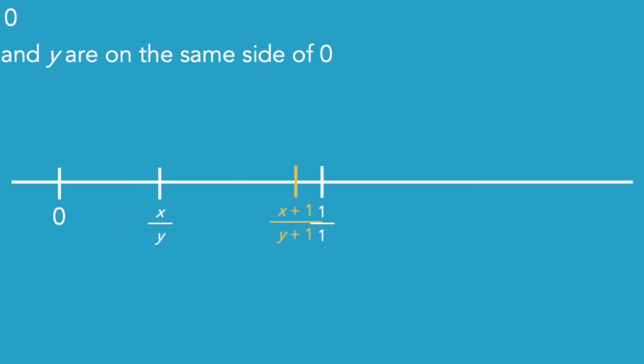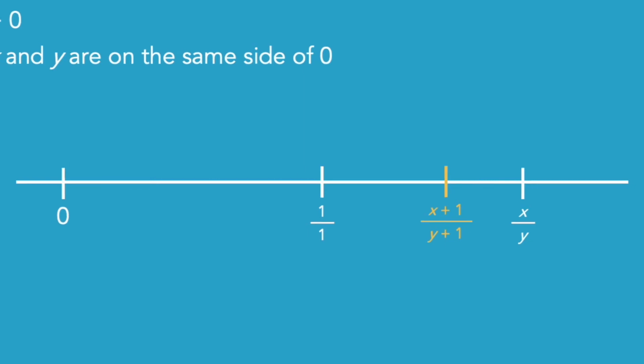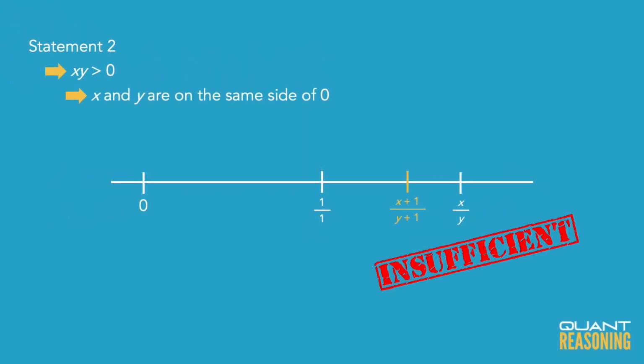On the other hand, if x over y is to the right of 1, which would happen if they're both positive and x is greater than y, or if they're both negative and x is less than y. So there are different ways that we can make this happen, but statement 2 certainly allows for the possibility that x over y is to the right of 1, and again the mixture would lie somewhere in between 1 and x over y, except this time that leads to a no, because the mixture, the x plus 1 over y plus 1, would be to the left of x over y. So statement 2 is not sufficient on its own, which means we can also eliminate D. We're down to two answer choices, A or E.